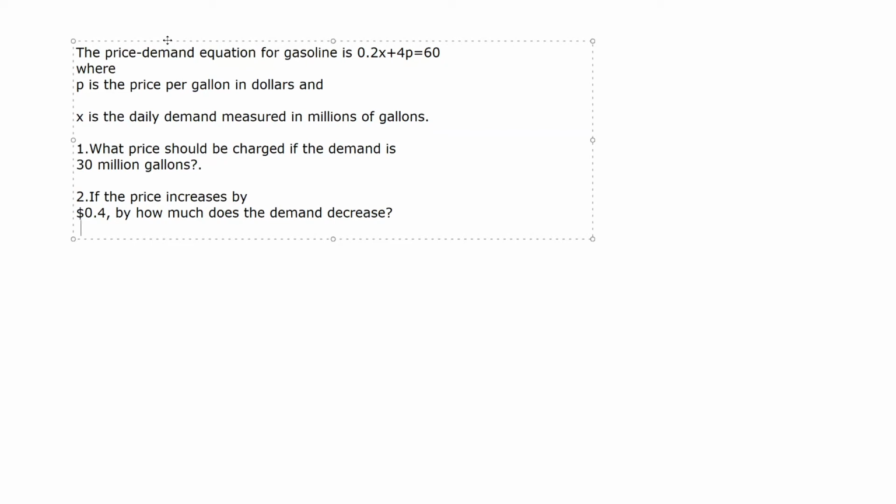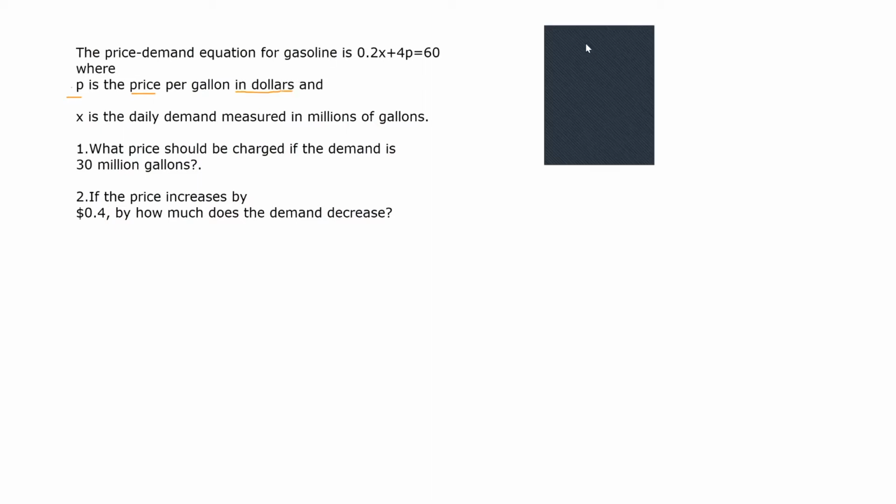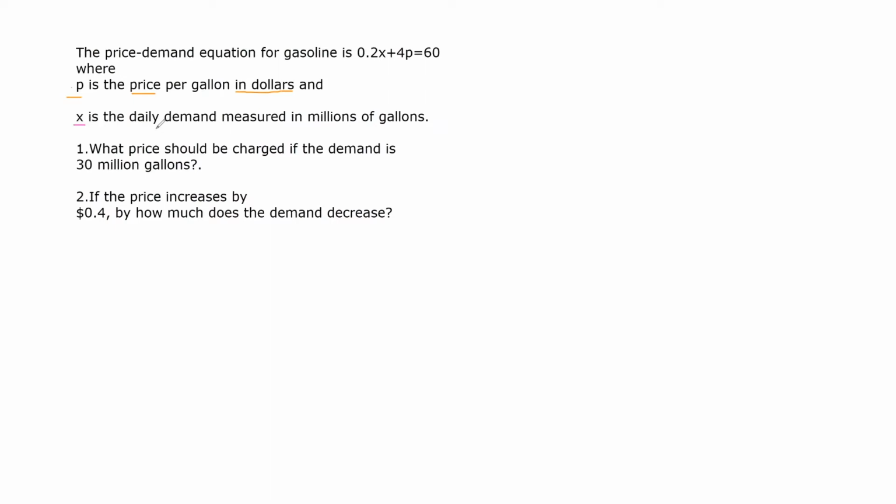Okay, another day, another problem. The price demand equation for gasoline is 0.2x plus 4p equals 60, where p is the price per gallon in dollars. I'm going to do some colors here. P is the price in dollars, and x is the demand in millions of gallons.